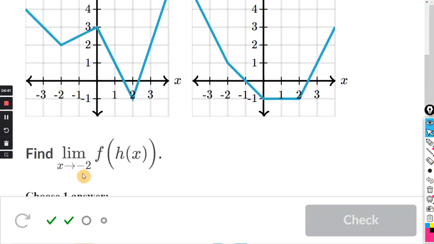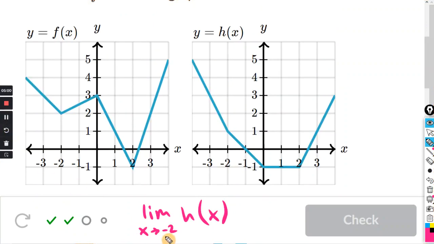Next, x approaches -2 of f of h of x. So we're looking at the limit as x approaches -2 of h of x. Let's go to x equals -2 on the h of x graph. X equals -2 right there. From the negative side, tracing the graph, we land at y equals 1. From the positive side, tracing the graph, we land at y equals 1.